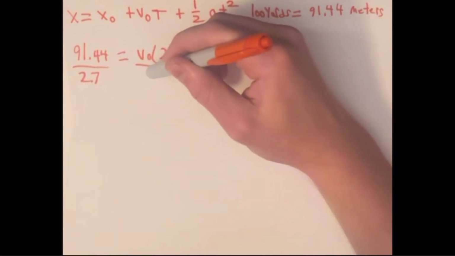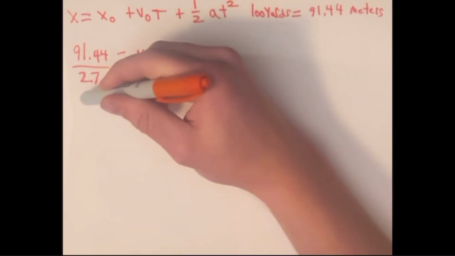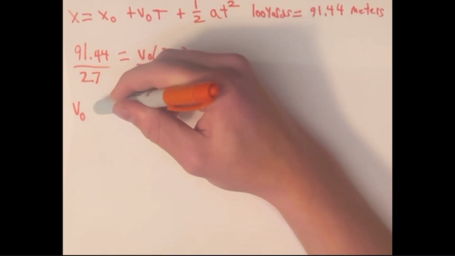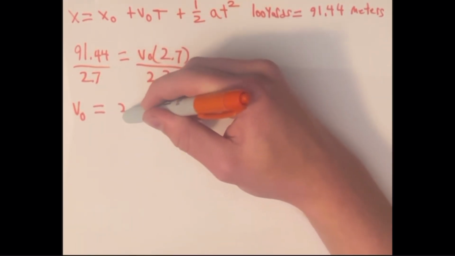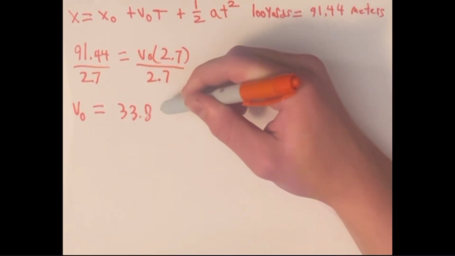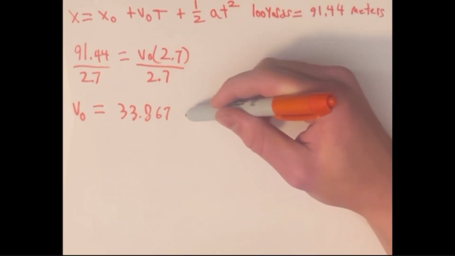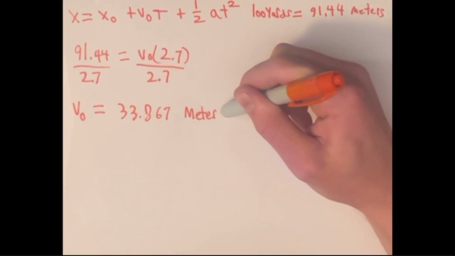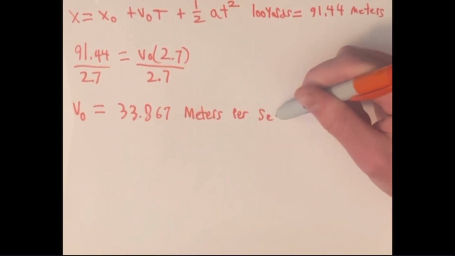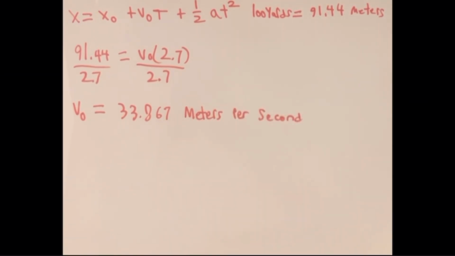Since the time of flight remains the same, the horizontal velocity must increase to cover the greater distance. Using the same kinematic equation, but plugging in 100 instead of 28.346, we can figure out that the initial velocity needed is 33.867 meters per second.